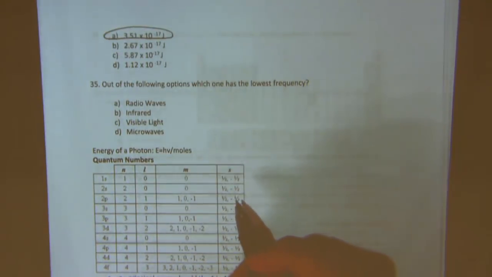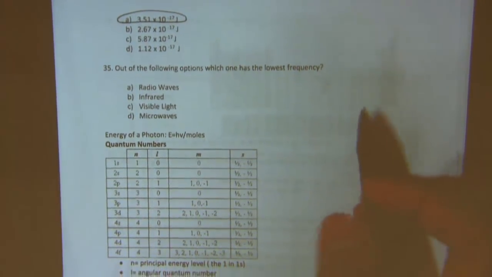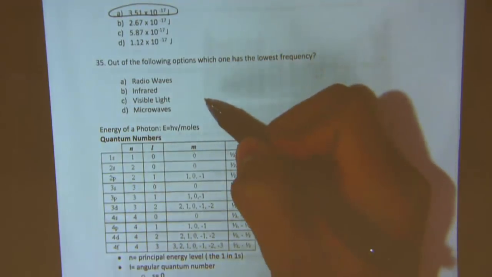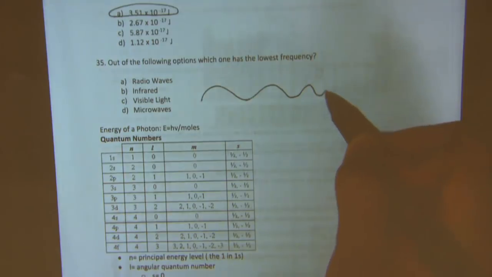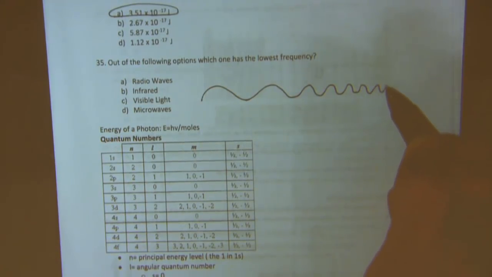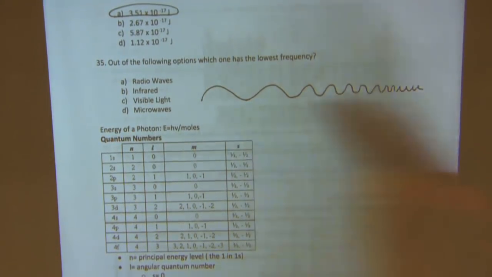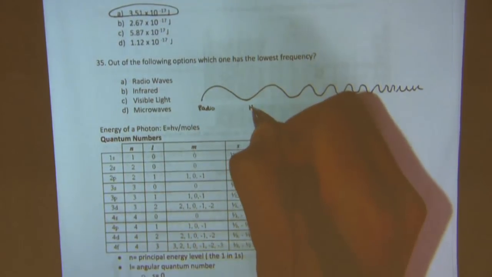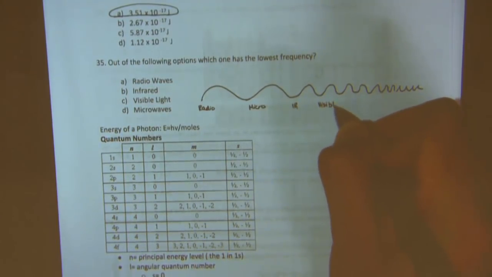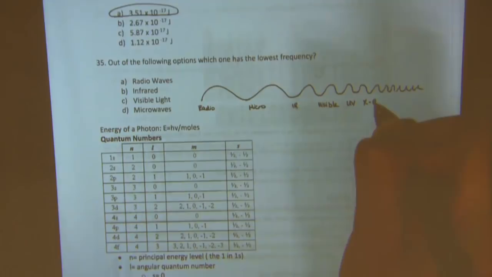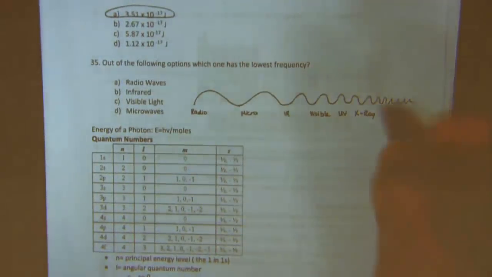Do we have any questions about that? Just plugging in stuff. For 35, out of the following options, which of them has the lowest frequency? We have to remember our electromagnetic spectrum. This is a really poorly drawn wave, but it should help represent it. We have radio at the very bottom, then microwaves, infrared, visible, UV, X-rays, and gamma waves.